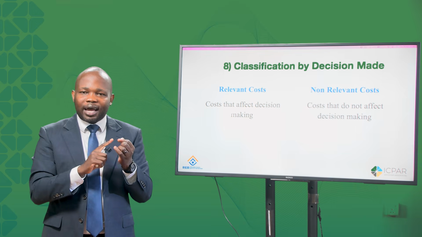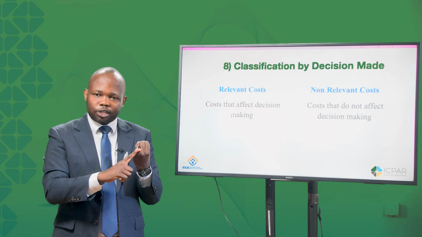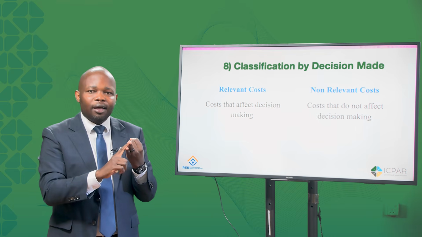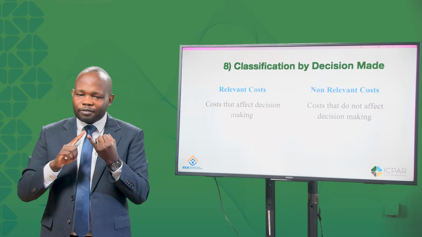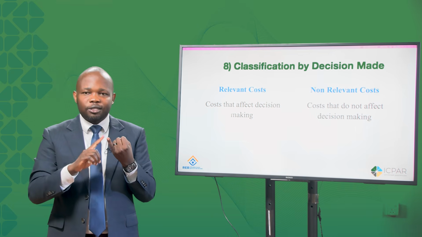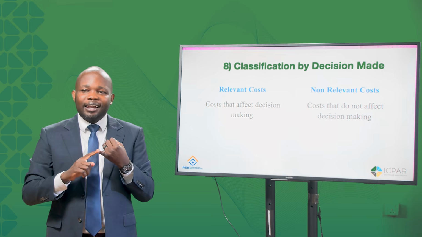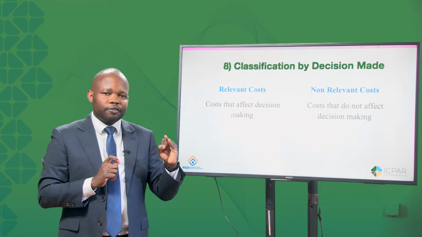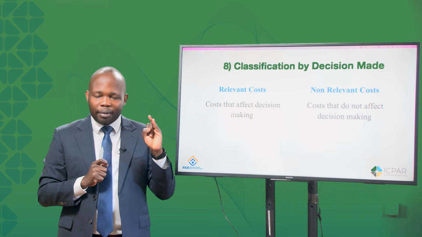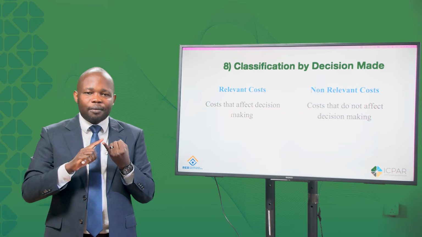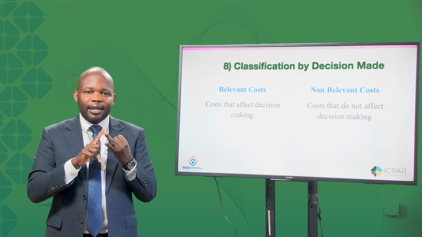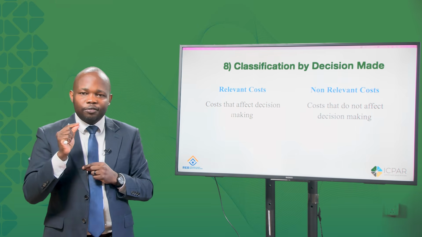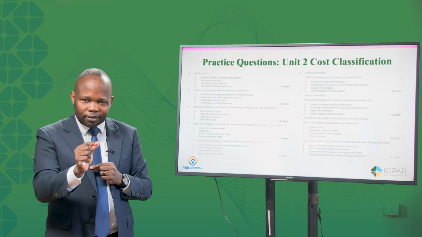We have also looked at classification by operations: avoidable and unavoidable. And we have also looked at classification by management influence: controllable and non-controllable. And then finally, we have looked at classification by decision making. Decision making can either be relevant costs or non-relevant costs. And that brings us to the end of this unit on cost classification.